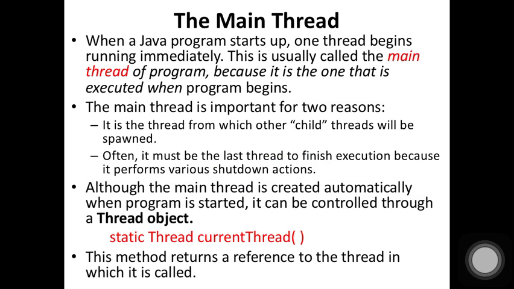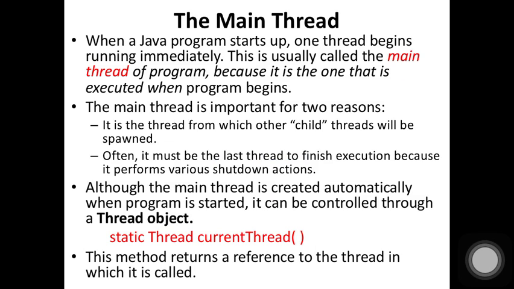The main thread is important for two reasons. It is the thread from which the other child threads will be created, so whenever you want to create one more thread, we require the main thread. The second is that often it must be the last thread to finish execution. Whatever threads are generated from the main thread, each assigned a task, those child threads have to finish and hand all the resources back to the main thread. And the main thread is going to finish its execution at the end.